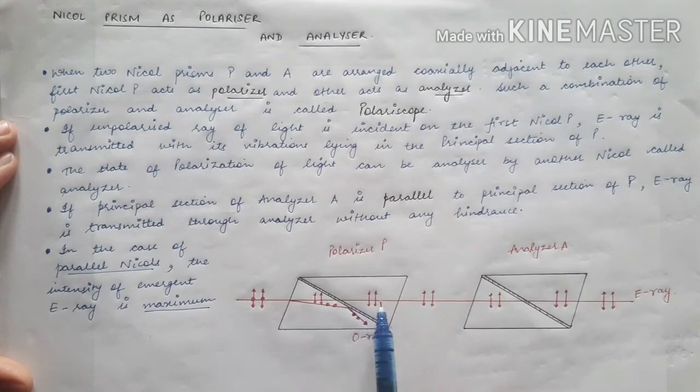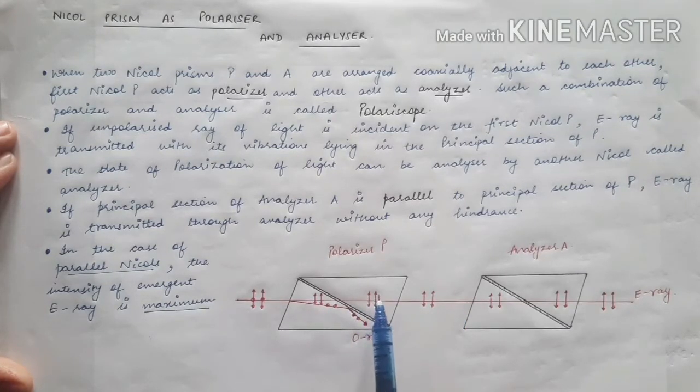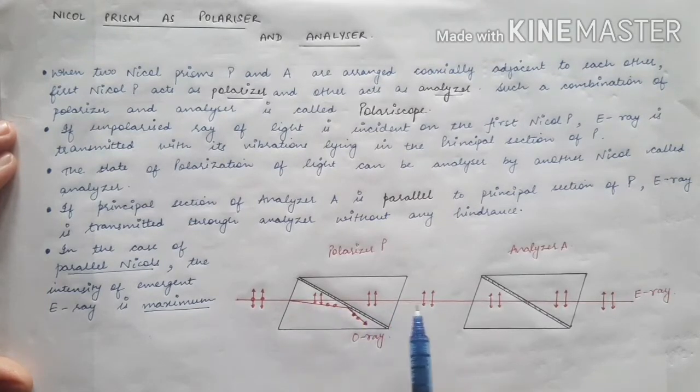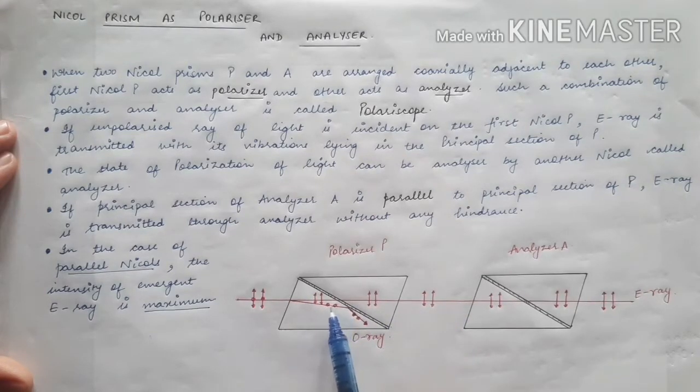The ray which has its vibrations of electric field parallel to the principal section of the Nicol prism will pass as it is. It will be transmitted through the Nicol prism, whereas the other ray, which has its vibrations perpendicular to the principal section of the Nicol prism, will be absorbed inside the Nicol prism by total internal reflection.